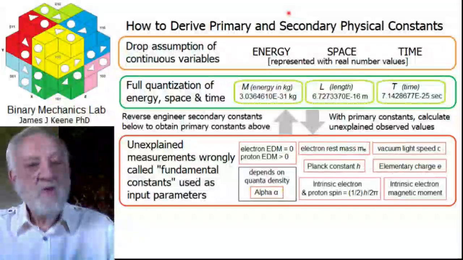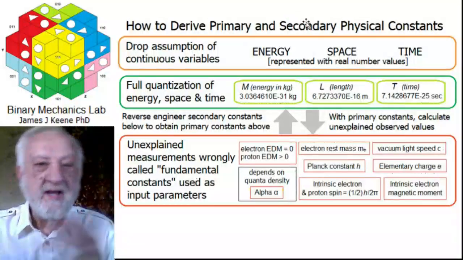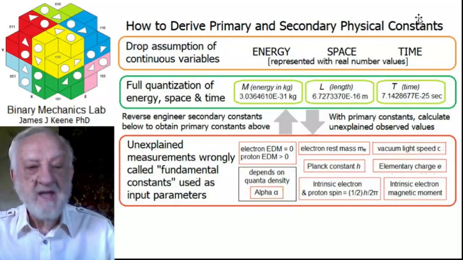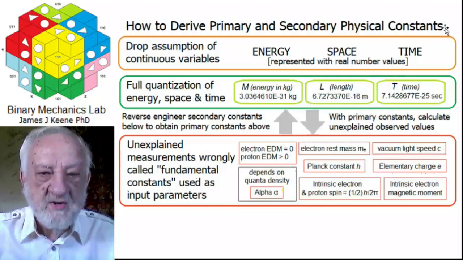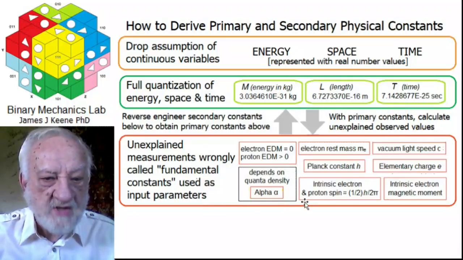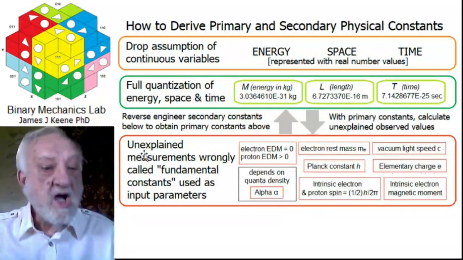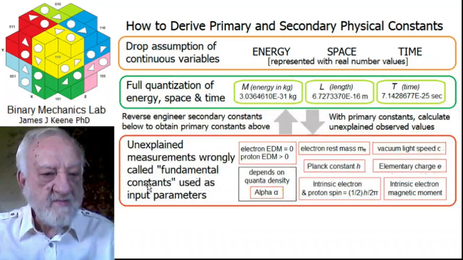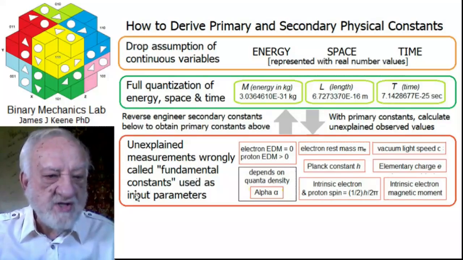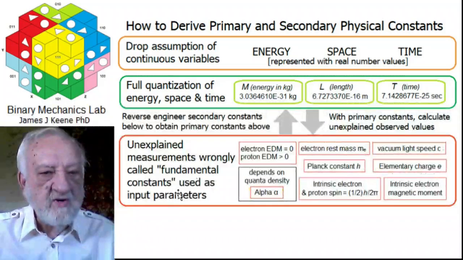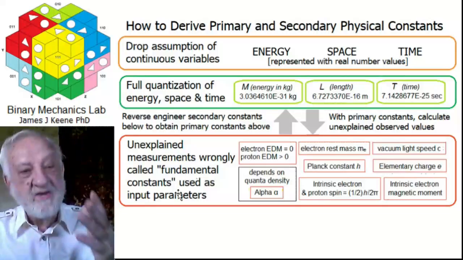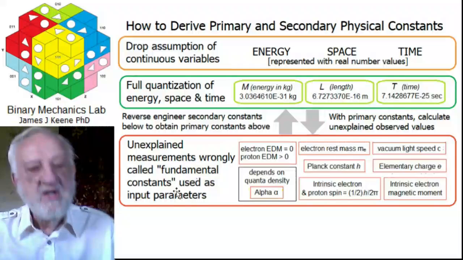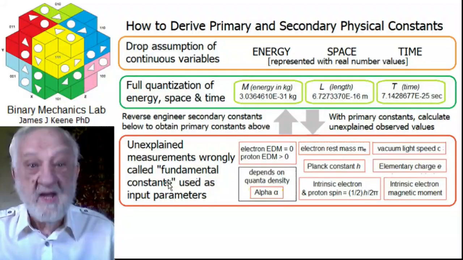Hello. I'm often asked how the primary and secondary physical constants were derived at Binary Mechanics Lab. The secondary physical constants are shown in the red box here below and are unexplained measurements, wrongly called fundamental constants. These are used as input parameters in various theories, such as the standard model of particle physics, where there are some 20 or so values which are input parameters in order to make that theory work.